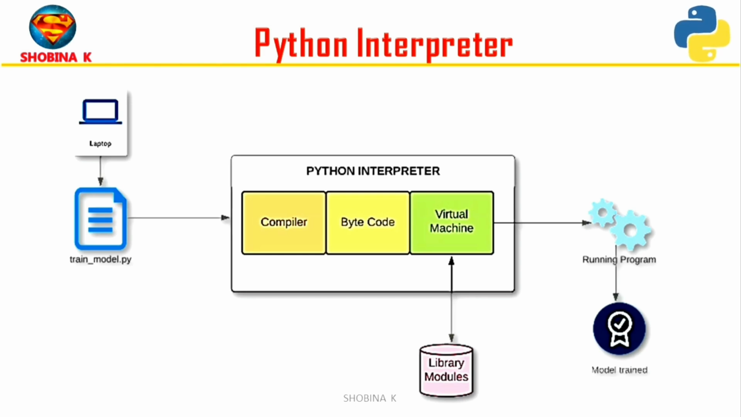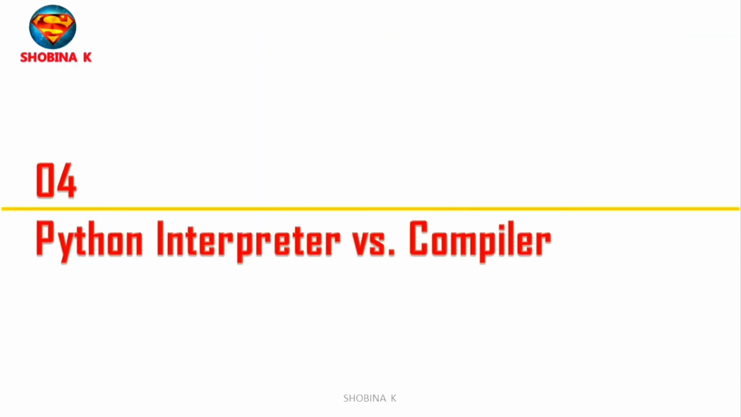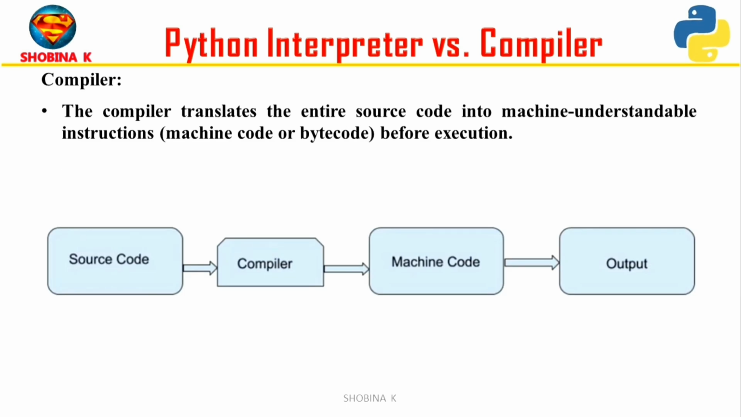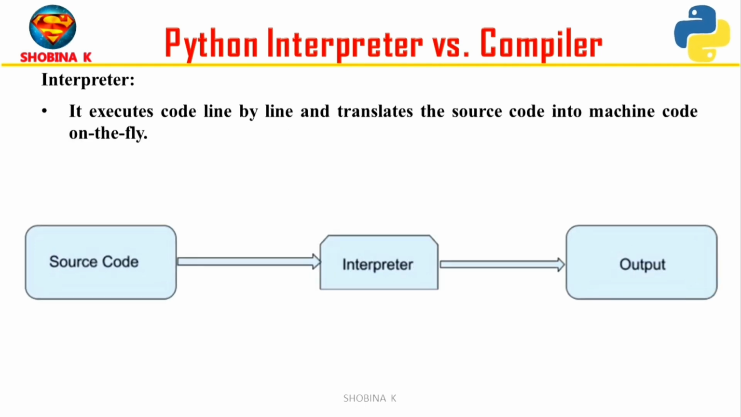Now let's discuss the difference between compiler and interpreter in Python. Both interpreters and compilers are programs that convert the source code, which is high-level language, into machine code so that the computers can understand it. The compiler translates the entire source code into machine code or bytecode before execution, whereas interpreter reads and executes the source code line by line.